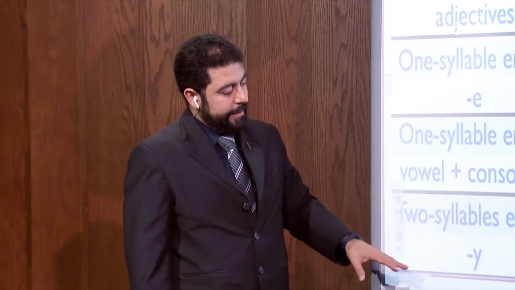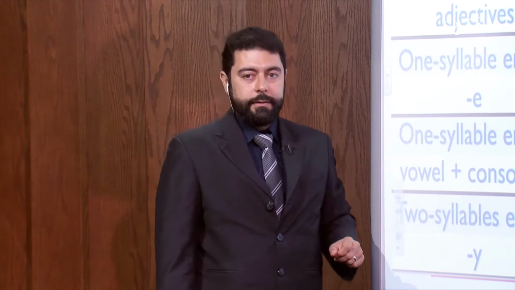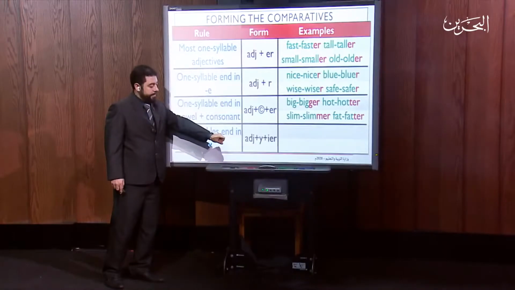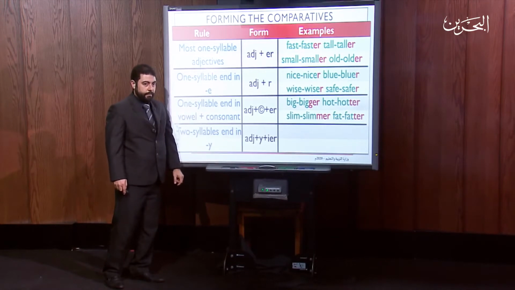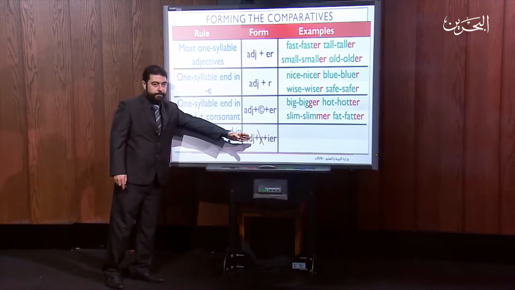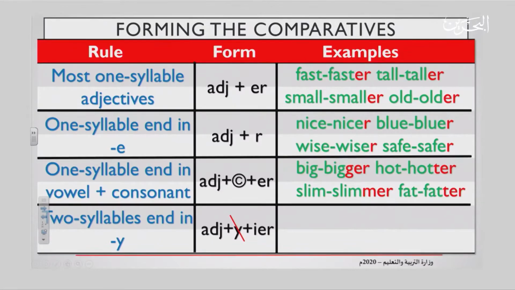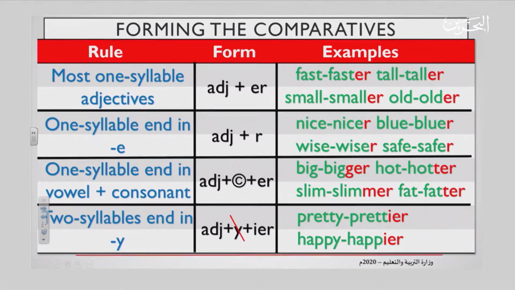Two syllables that end in Y. So you have the adjective, you have the Y, and the I-E-R. But what do you do with the Y? You cross it, and you write I-E-R. Let's take a look. Pretty is a two-syllable adjective. You have the Y, you take out the Y, and you add I-E-R. Happy is another two-syllable adjective. You cross out the Y, you add I-E-R.